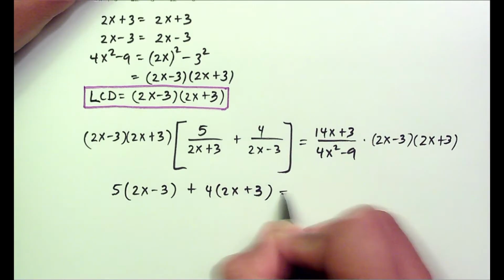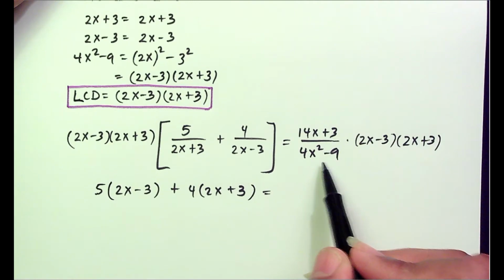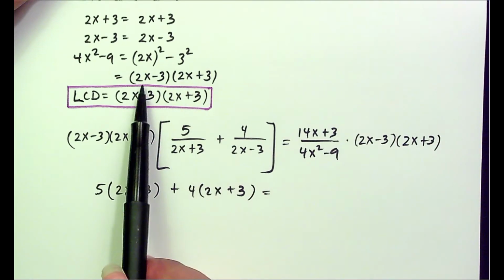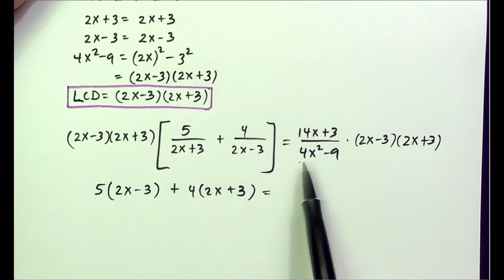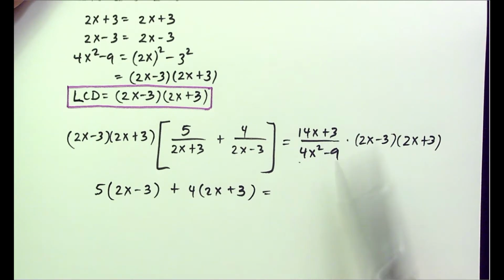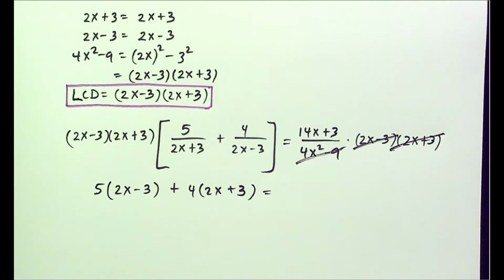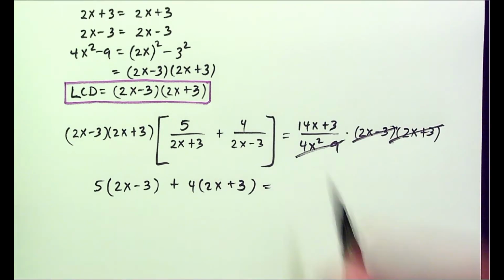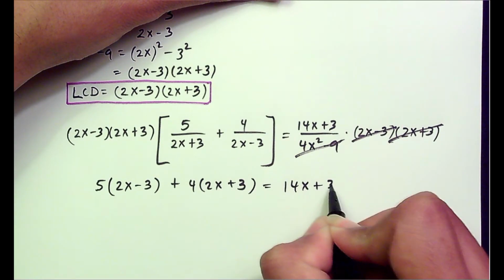All right, and then on the right-hand side, note that 4x squared minus 9 is actually exactly equal to both of them. So that means if you were to write this in factored form, instead of like this, both of them would be down there, so both of them would cancel. So the whole thing would cancel. All right, so then that means you're left on the right hand side with just 14x plus 3.